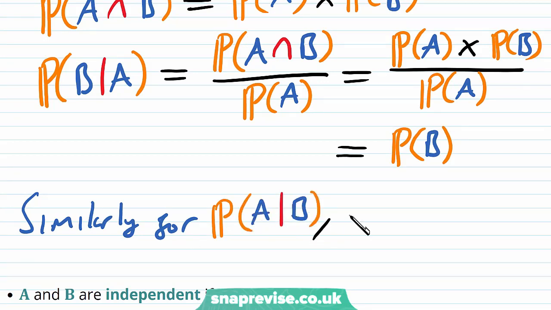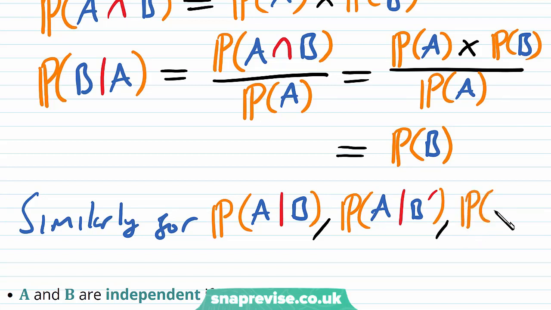A similar thing occurs for the probability of the event A given B, as well as the probability of A given not B, B complement, as well as finally the probability of B given that A complement occurs. They are all purely equal to their first component, i.e. the first one is just the probability of A, the second one is also the probability of A, and the third one is just the probability of B. The second, i.e. the given event, has no effect due to independence.